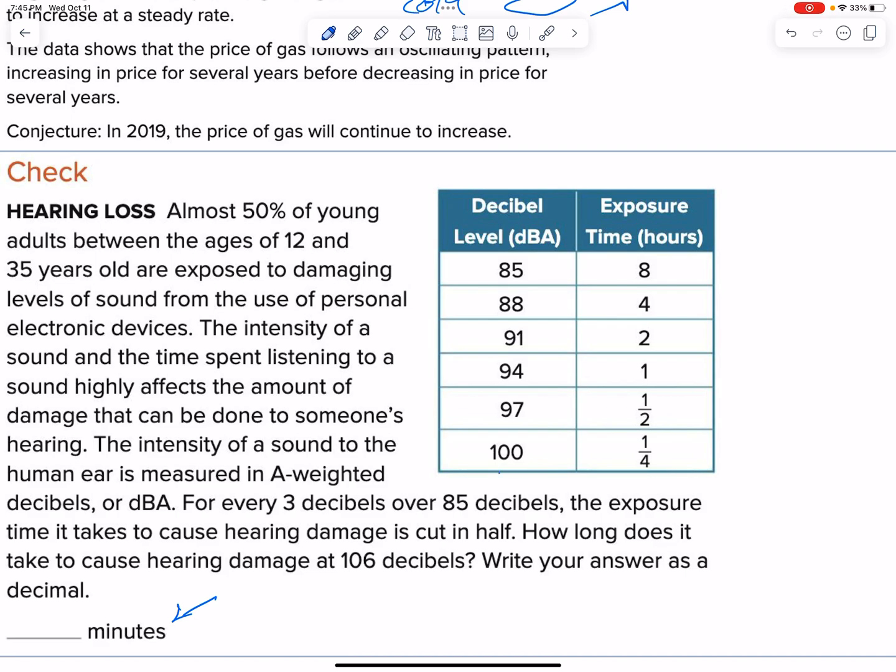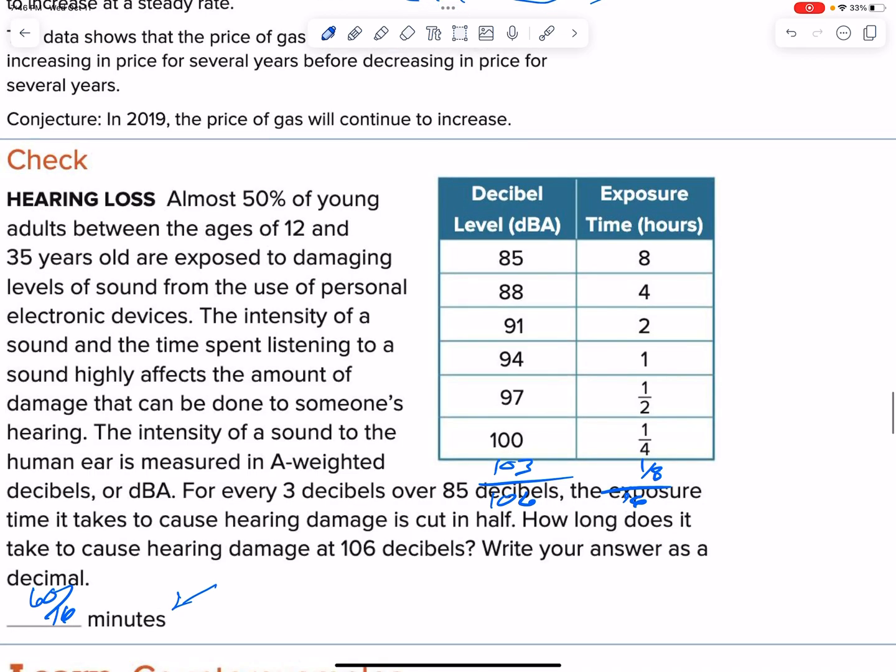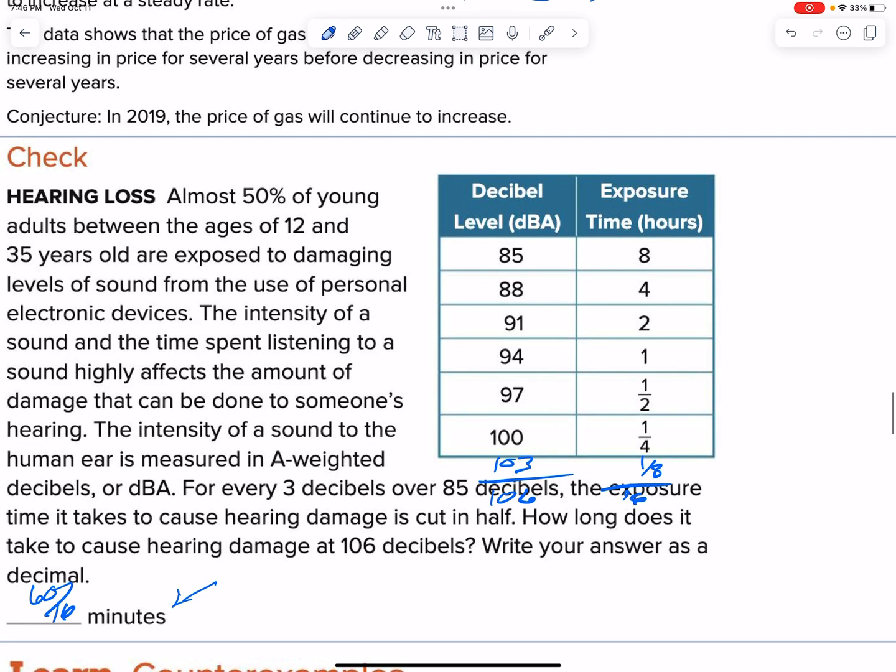Okay, so again, as we look at it, it's going up by 3. So at 103, the pattern is we can be exposed to it for 1/8 of an hour. That means at 106, we can be exposed to it for 1/16 of an hour. So if I go over here and I try and convert this into minutes, I'm just going to take 60, divide it by 16. And again, whatever decimal that is, that's how many minutes it is that you can be exposed without damaging your hearing at that decibel.